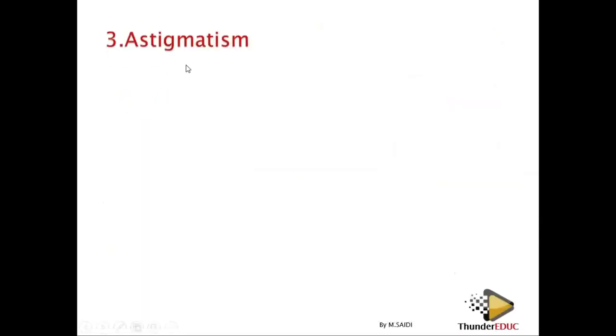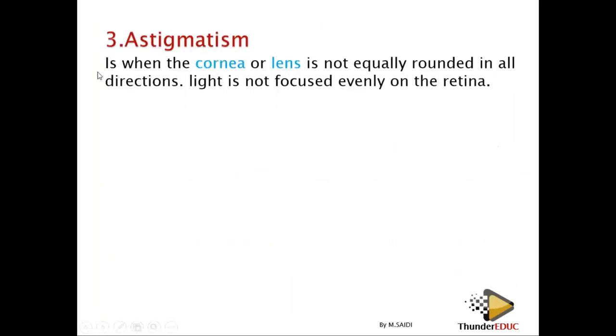Then the third one is what is called astigmatism. Astigmatism is when the cornea or the lens is not equally round in all directions. Light is not focused evenly on the retina. Then it means that you'll be seeing multiple images.